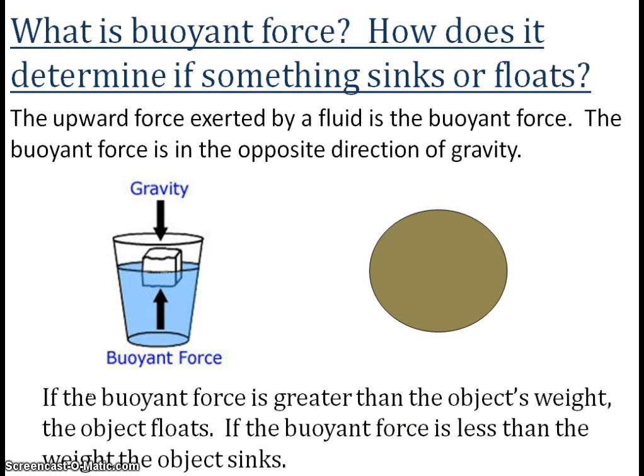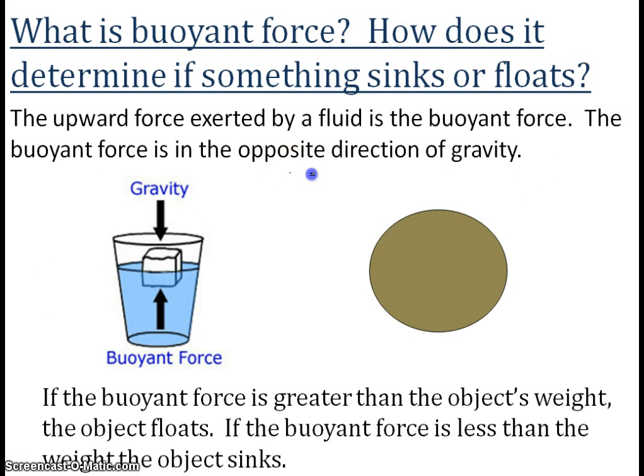What is the buoyant force? How does it determine if something sinks or floats? We need to go back and think again about balanced and unbalanced forces. This diagram looks very similar to other force diagrams we've looked at, and you know what's going to happen. If we have a gravity force that's greater than the buoyant force, then it's going to sink. If the buoyant force is greater than the gravity, it's going to push up and float. So that is why we had to learn all that about balanced forces and force diagrams.